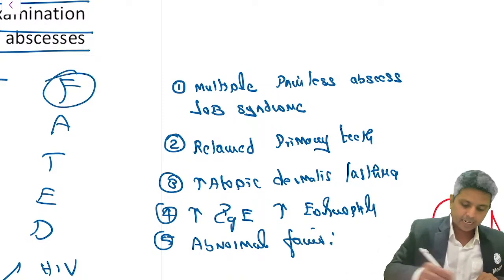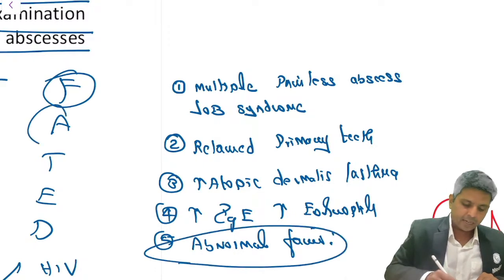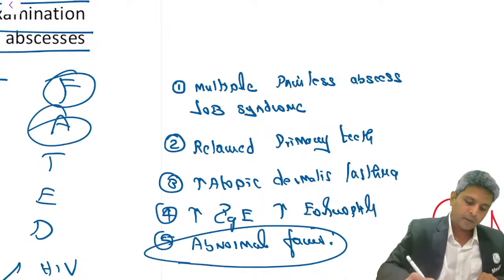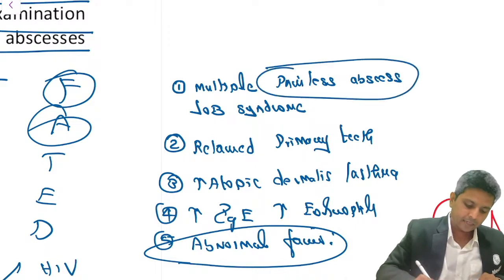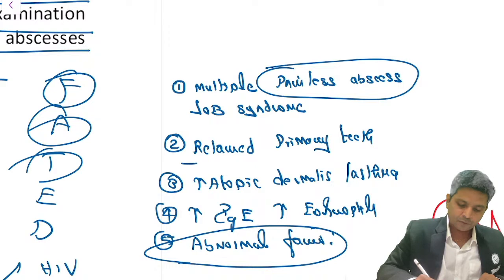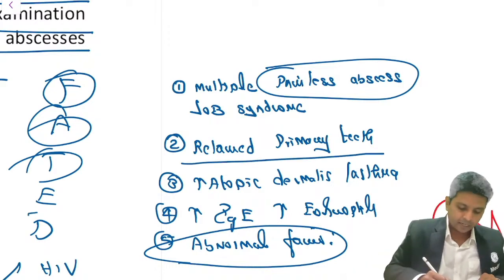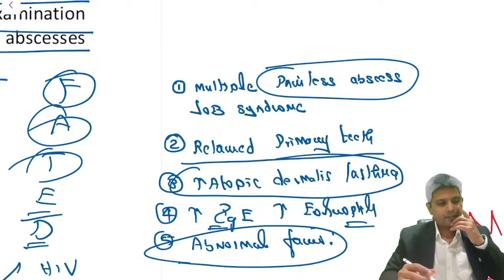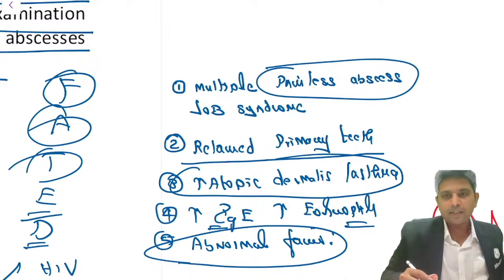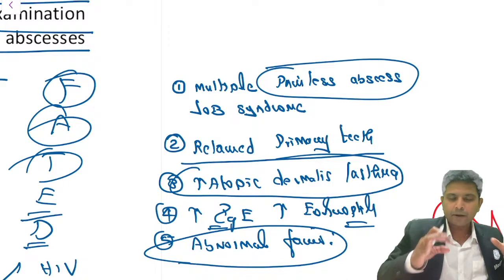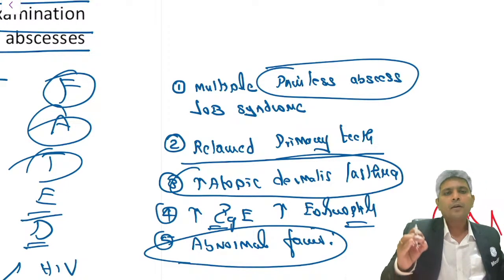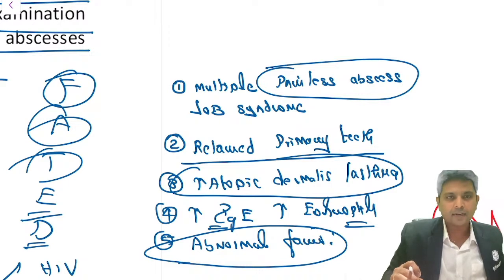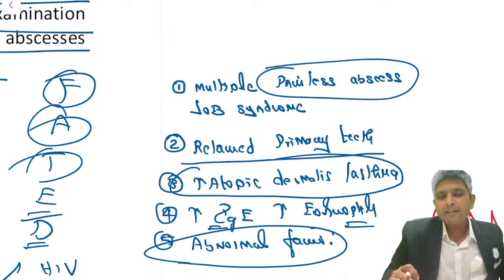FATED. F stands for abnormal faces. A stands for multiple painless abscess. T stands for double row of teeth. E stands for elevated eosinophils and IgE, and T stands for atopic dermatitis. So this is a case of hyper IgE syndrome with this pentad: abnormal faces, painless abscess formation, double row of teeth, elevated eosinophilia and IgE, and then dermatitis.